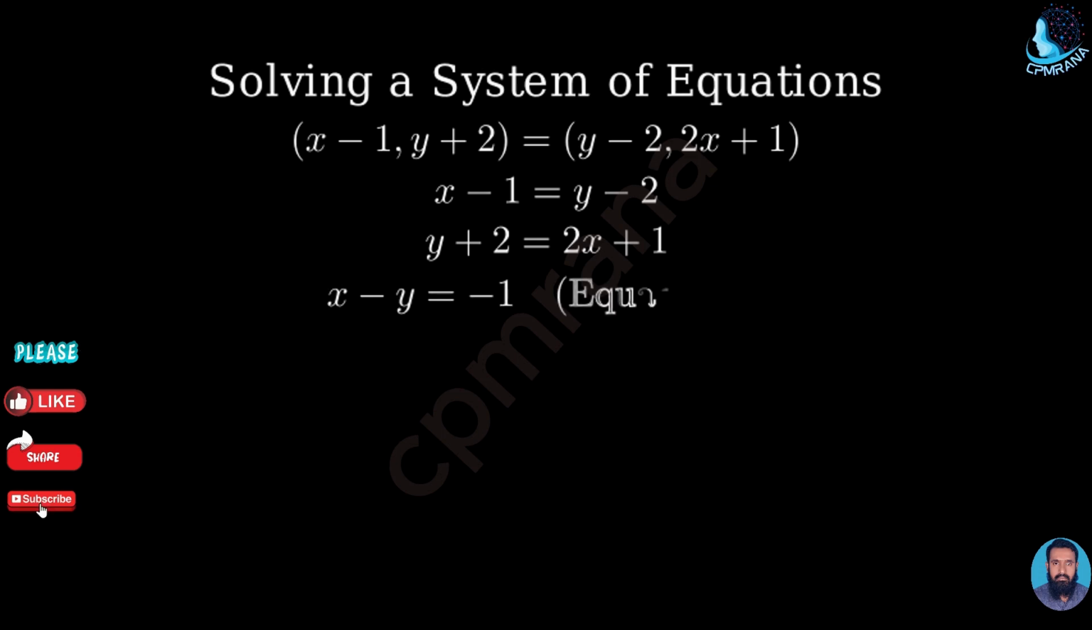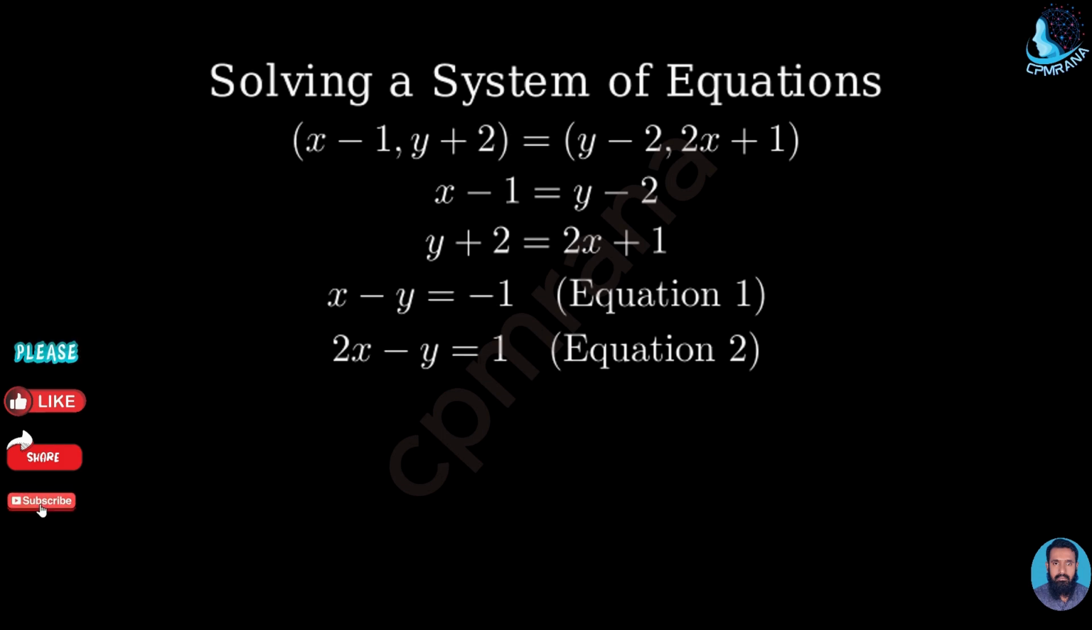From the first equation, adding negative y to both sides, we get x minus y equals negative 1. From the second equation, subtracting y from both sides, and rearranging, we get 2x minus y equals 1.